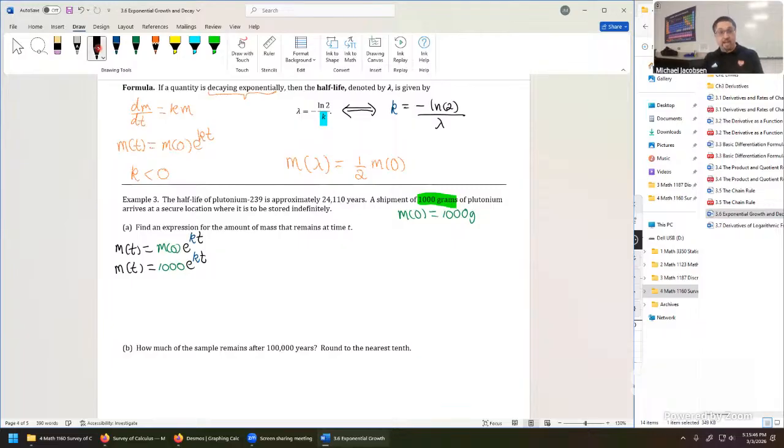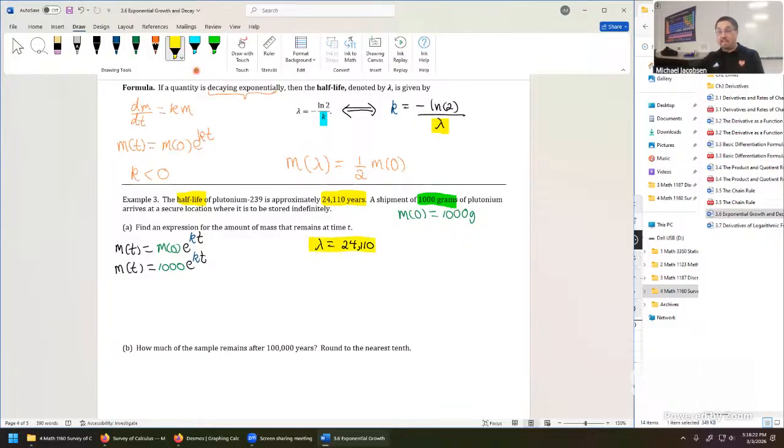Part A is just like part A on example 2. We're trying to solve for the initial amount relative to rate k, but this one's a lot nicer. Much like if you use the formula that Haley Starks stated in example 2, you could have solved for k pretty quick. Same idea here, and it's a nicer formula to work through. We know the half-life value when they said the half-life is this approximate amount, 24,110 years. So let's start by writing down lambda equals 24,110.